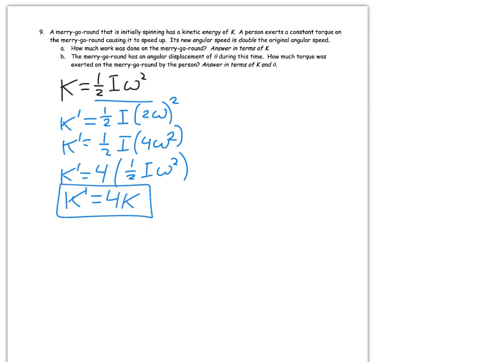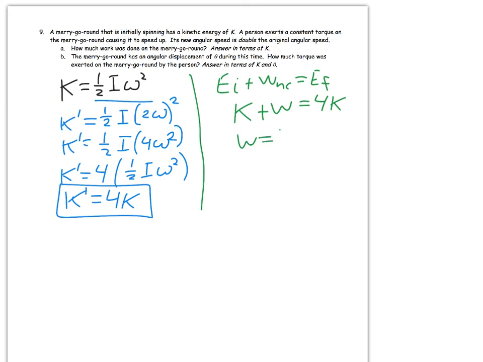Now that I have that, I can solve for my work by using conservation of energy. E initial plus work equals E final. The merry-go-round starts with an energy of K, its initial kinetic energy. Some amount of work is being done, and we end with an energy of 4K. So that means that the work done in this situation was just 3 times K, 3 times that initial kinetic energy.